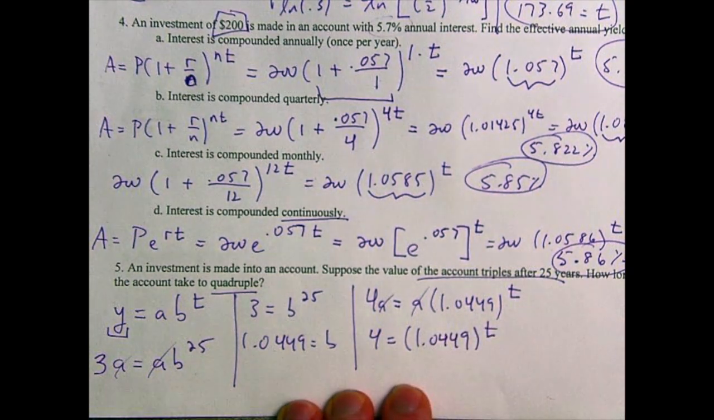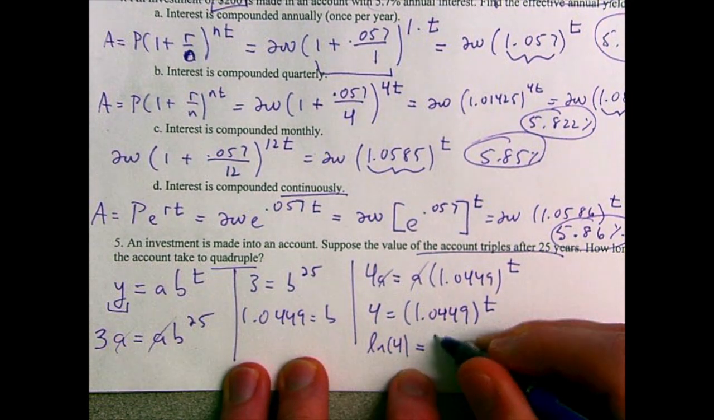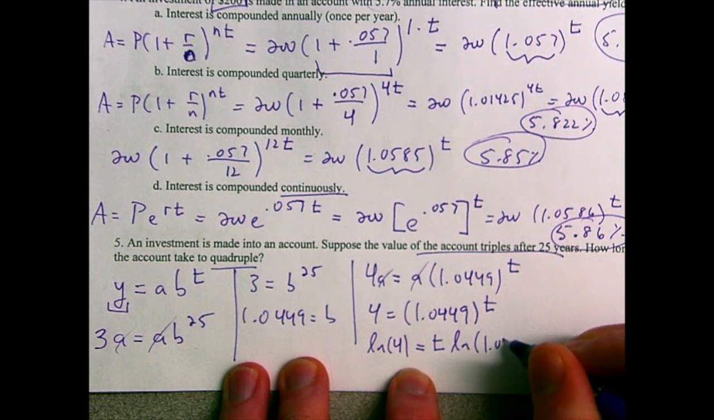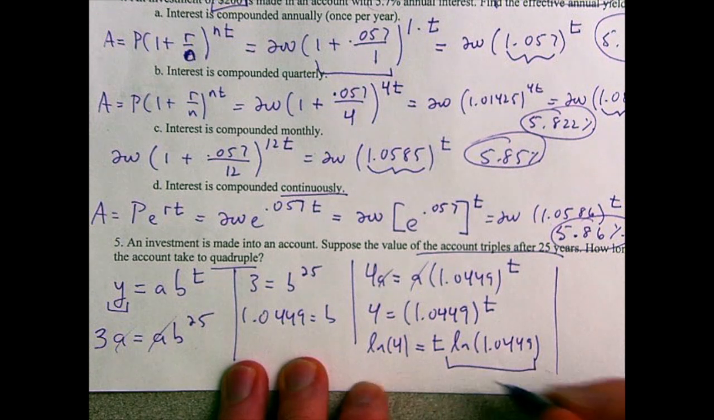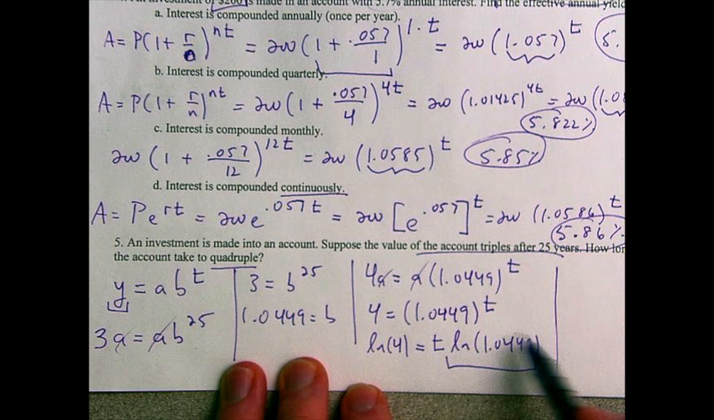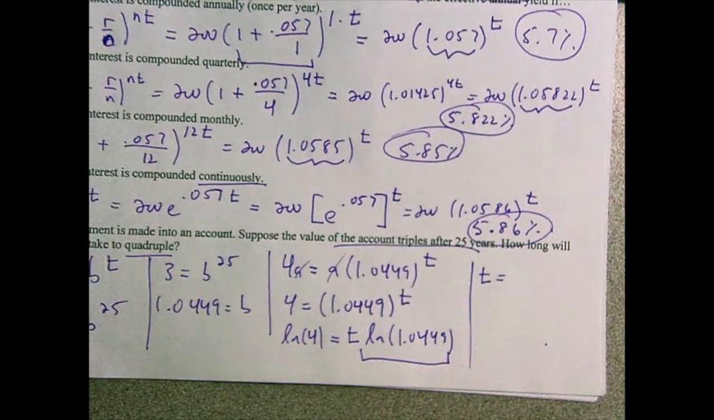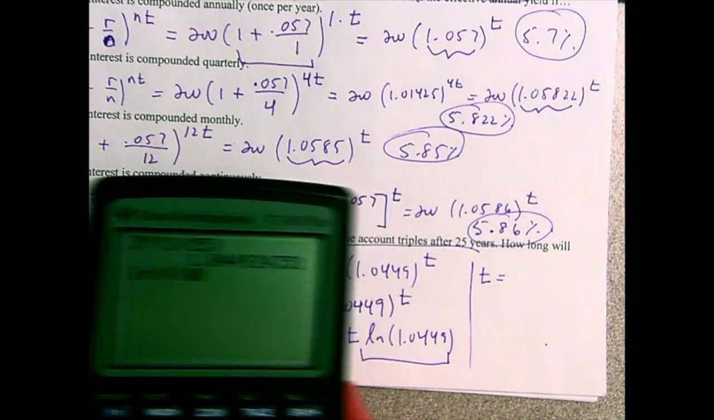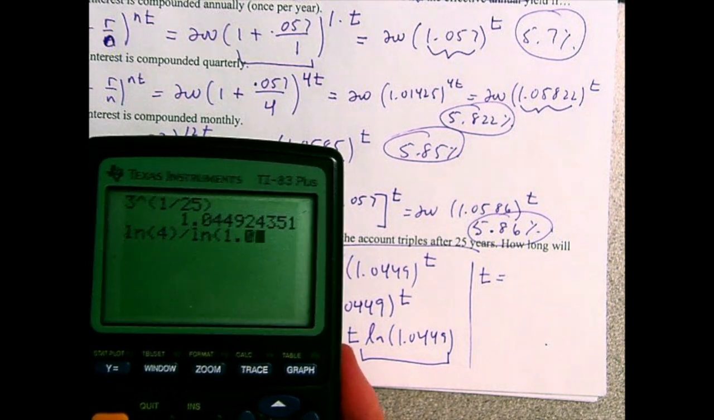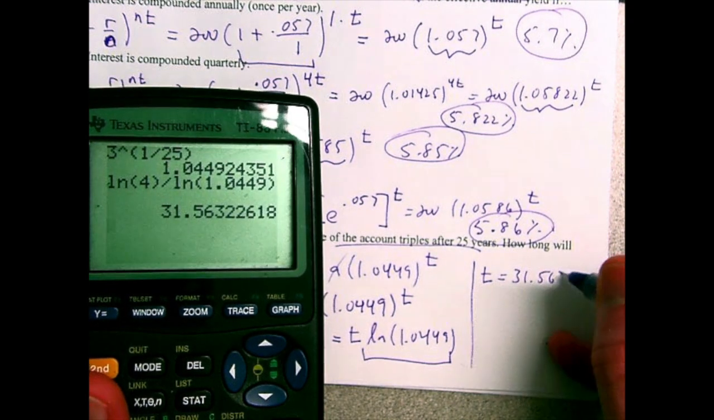This is an exponential equation. We can solve it by taking logarithms. Natural log of 4 is equal to, I'll skip the usual steps, the t comes down, right? Divide both sides by this natural log. So your answer will be t is equal to ln 4 over ln of 1.0449, which is 31.563.